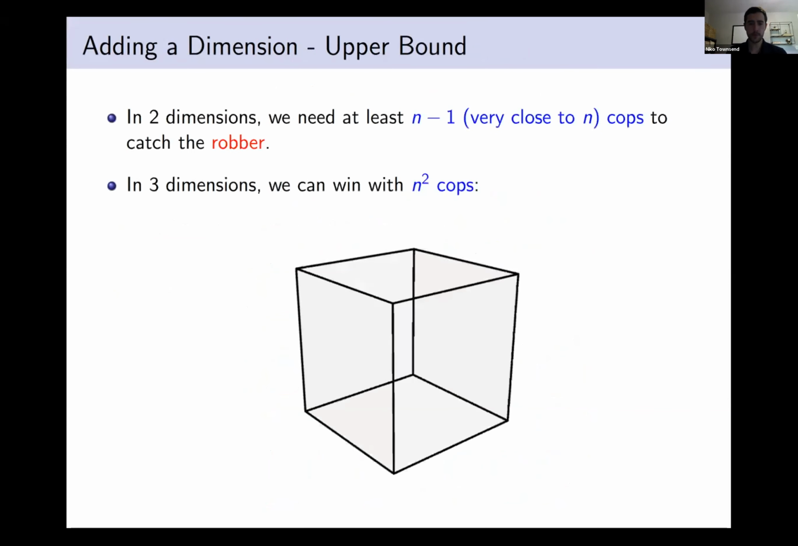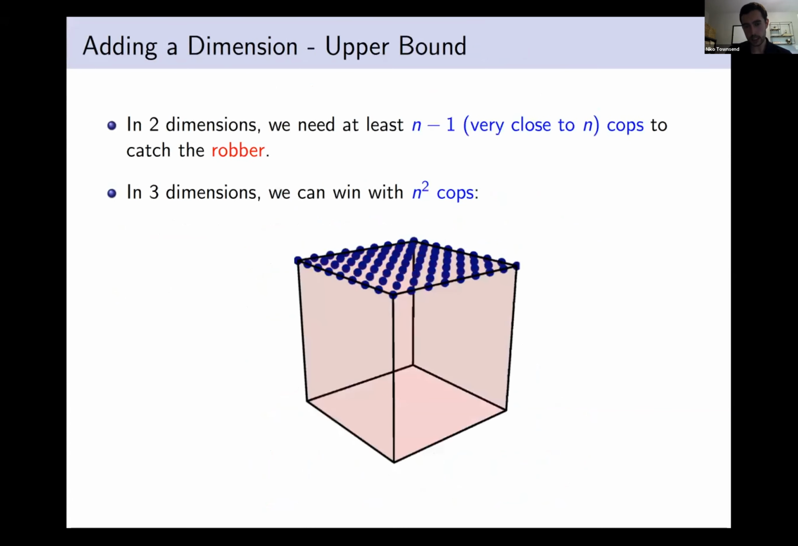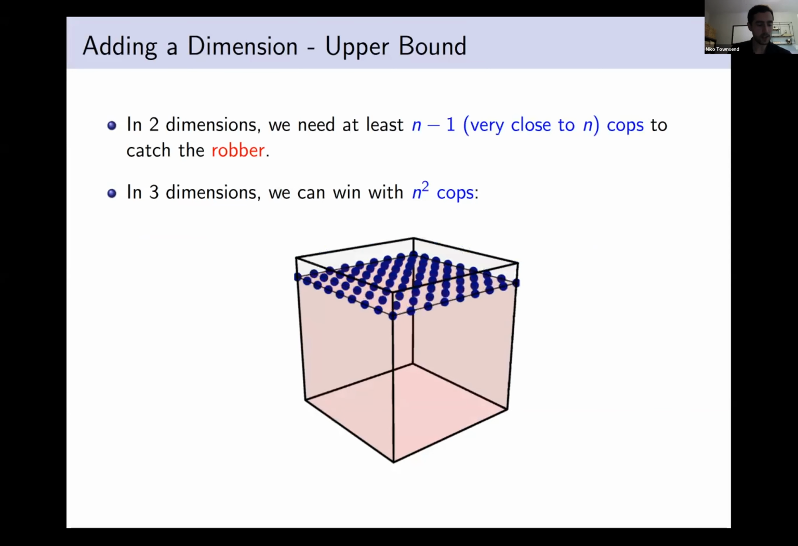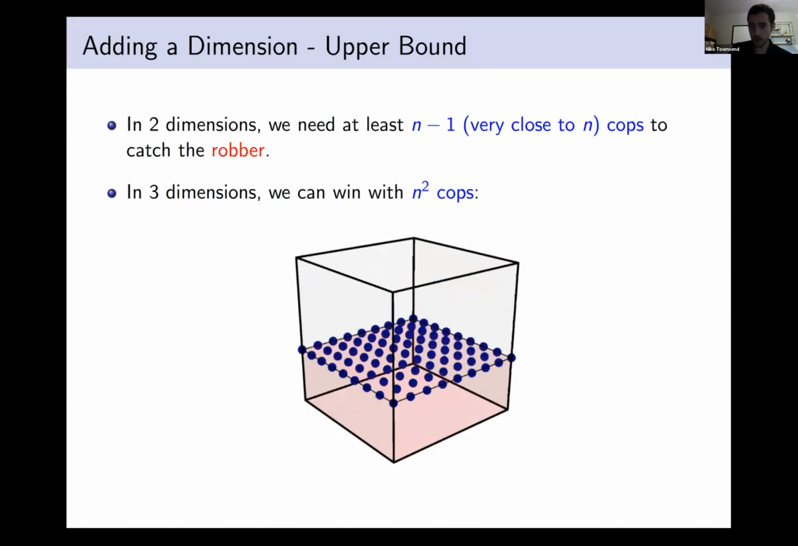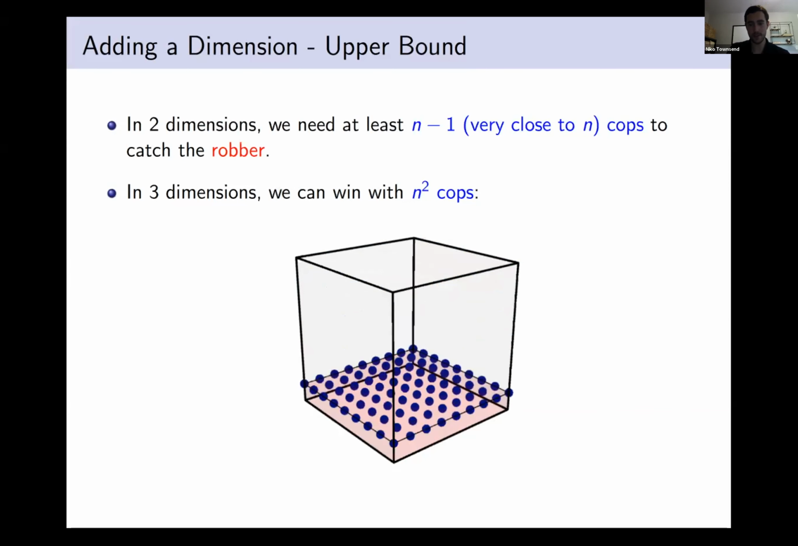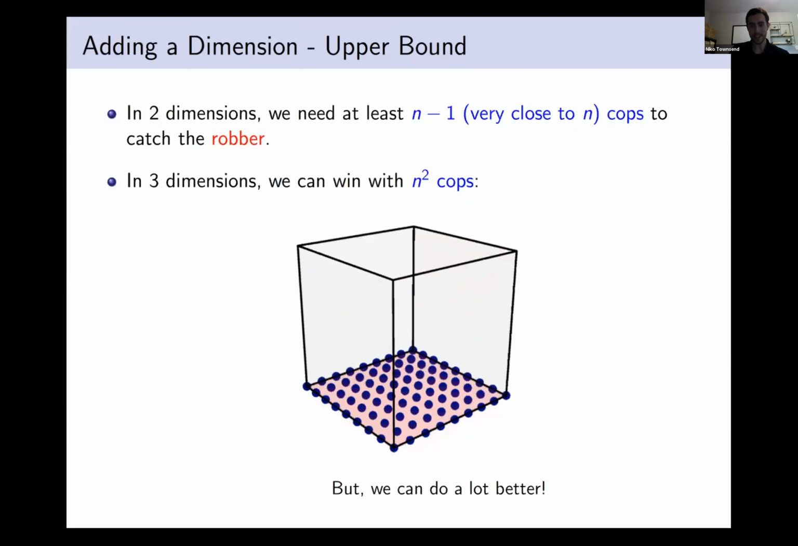So here's a cube. The idea is we just take the first plane and kind of saturate it with cops. Then the robber has to place himself down somewhere below. But again, this is kind of similar to the 2-dimensional strategy. If we just tell the cops to move down, the robber cannot move through a cop, so he's kind of sandwiched until at the end he's finally caught. So n squared is enough to catch the robber.